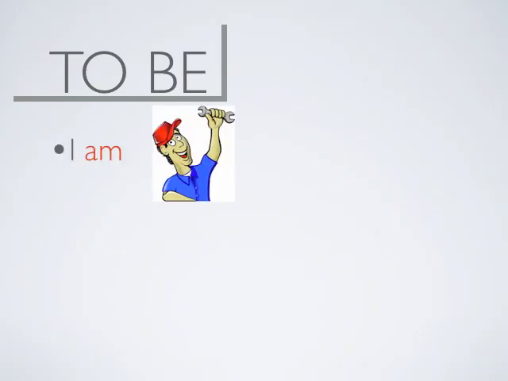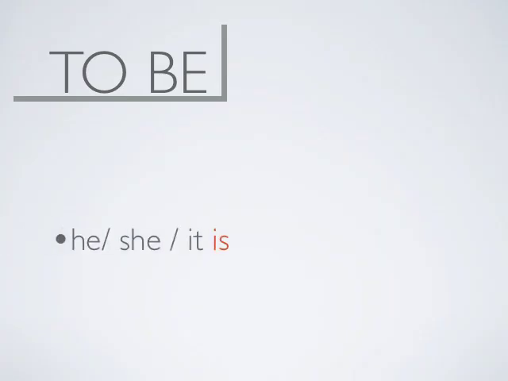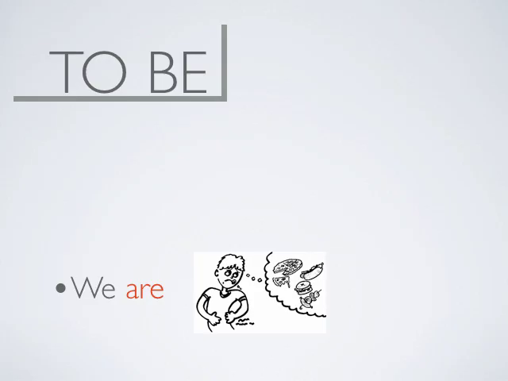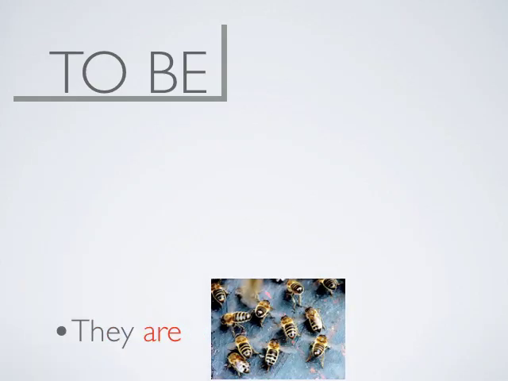For example, we could say, using the verb to be in English, I am a mechanic, or you are pretty, or perhaps he is intelligent, or we are hungry. And finally, we could say they are busy. One verb, no problemo.